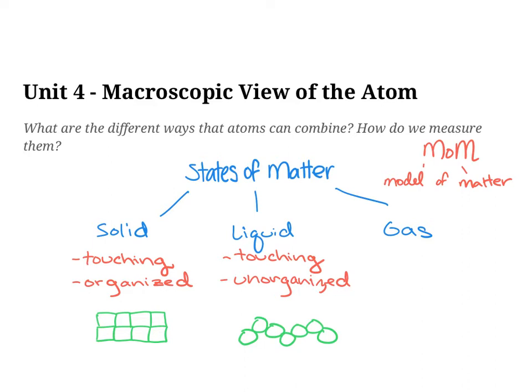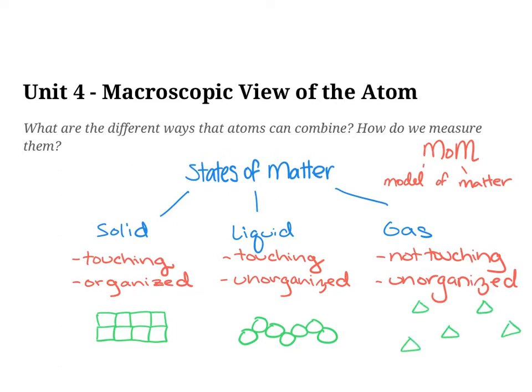Lastly, we have gases. Gases, particles are not touching each other. That's why we can walk through the air or wave our hands through the air. It's because there's lots of space between those particles, and you can move right through them. They're unorganized just like a liquid though, because gases will fill up whatever container you put them in. So they'll get bigger or get smaller depending on the size of your container. So gases are not touching, and they are unorganized. So this time I'll use triangles, not touching, not organized, floating around out there.